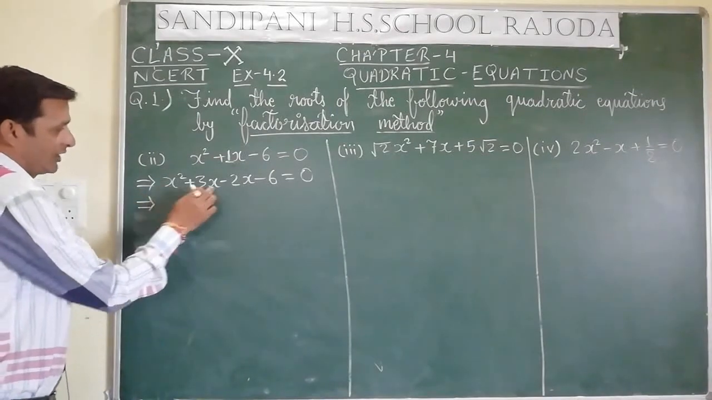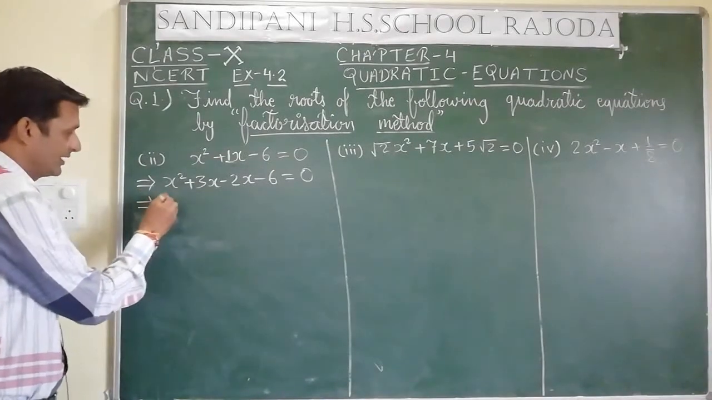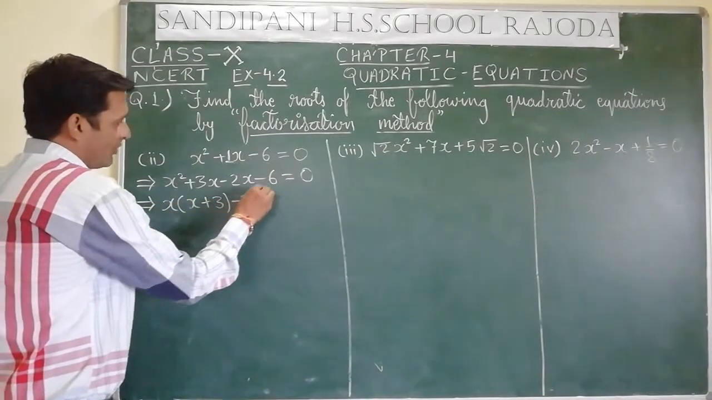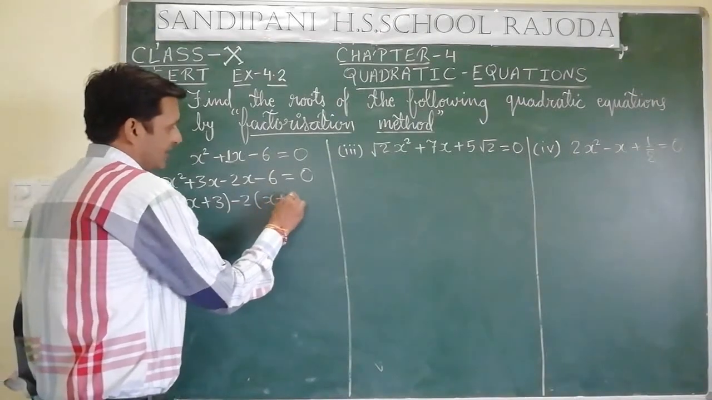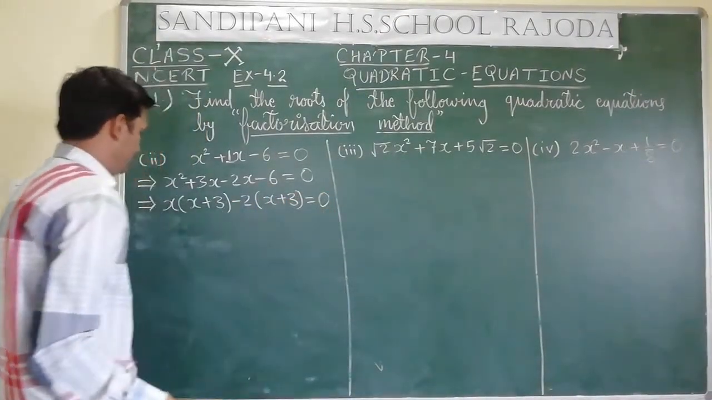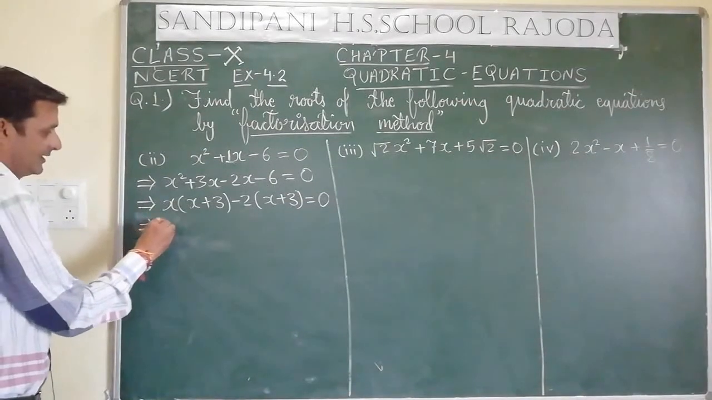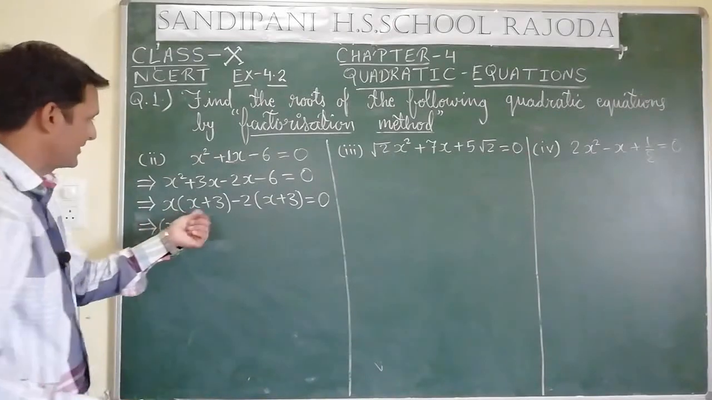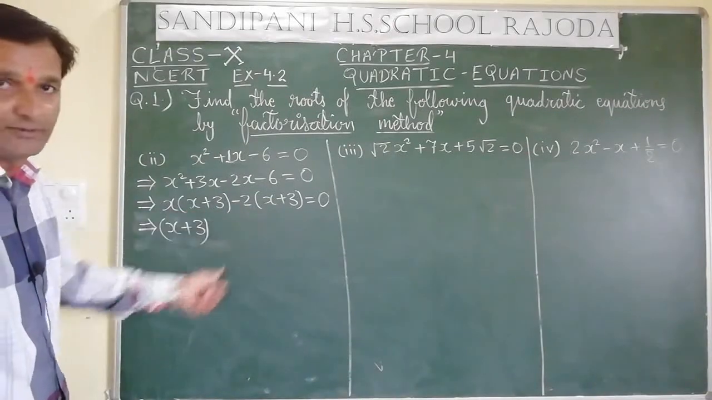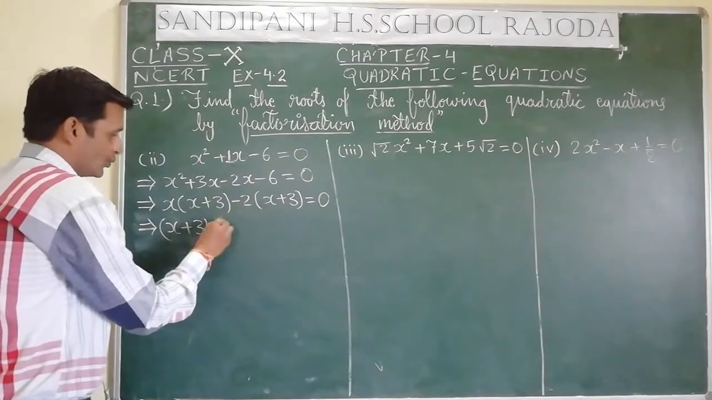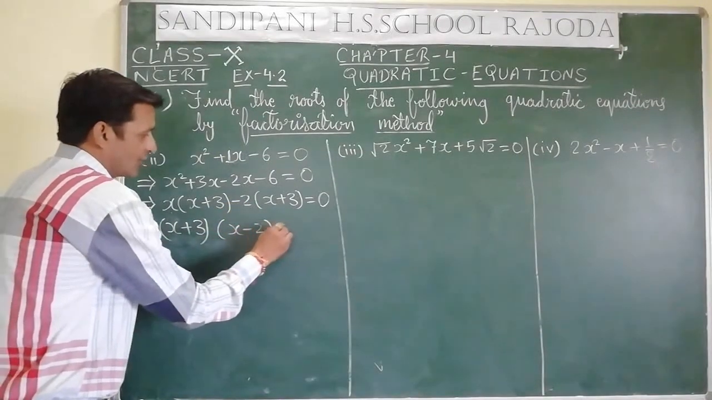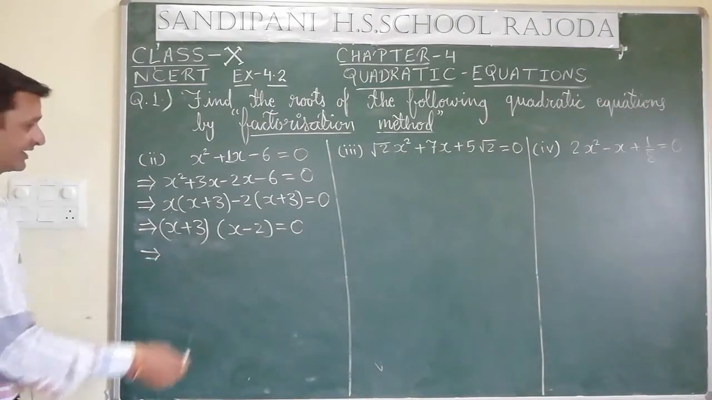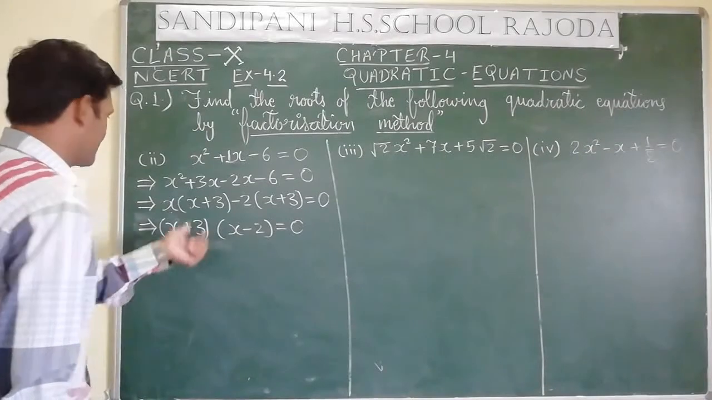So if you want to take any term common from these two, then x will be common here. The remaining terms are x plus 3. Minus 2 is common here. So here it is x plus 3 is equal to 0. x plus 3 is taken common, because x plus 3 is common in both the terms. So the remaining terms are x minus 2 is equal to 0. We can say that either x plus 3 is equal to 0 or x minus 2 is equal to 0.